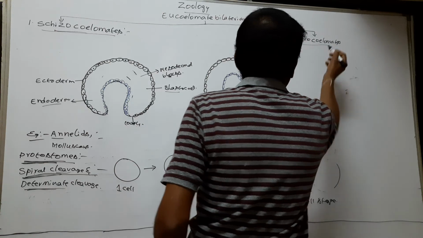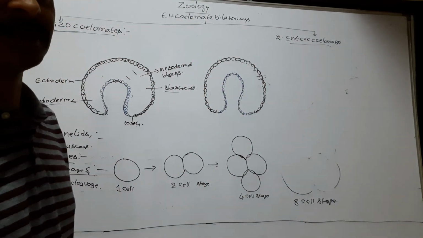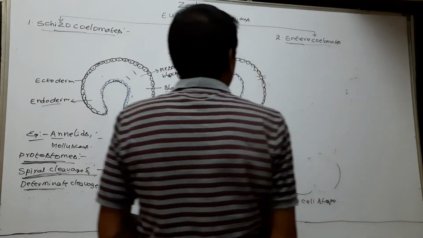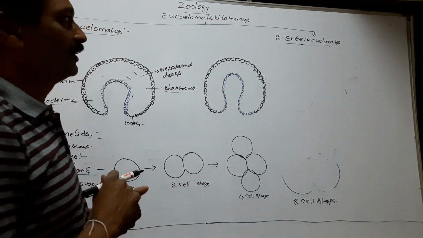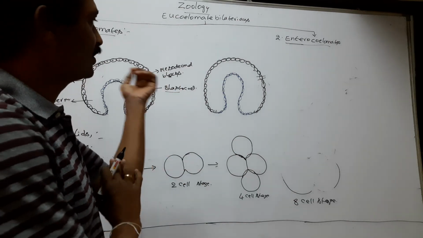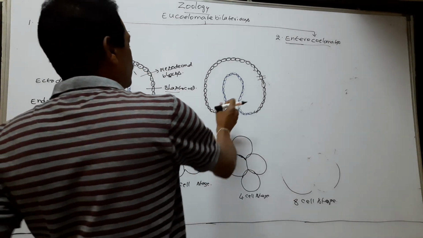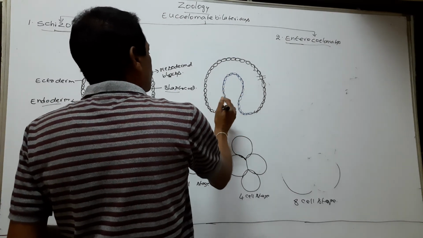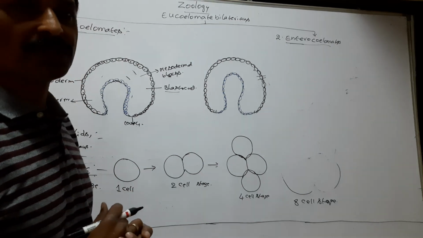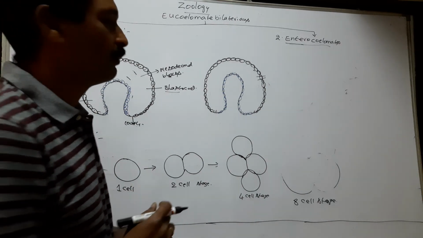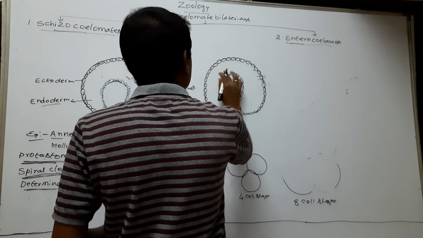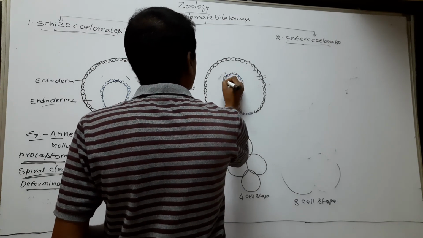Now we discuss about the enterocoelomates. During the embryonic stages of enterocoelomates, mesodermal pouches arise from the archenteron.